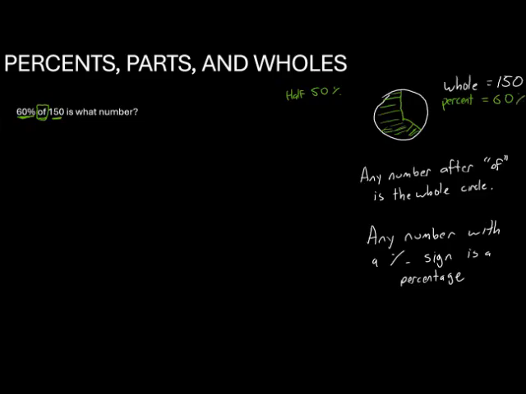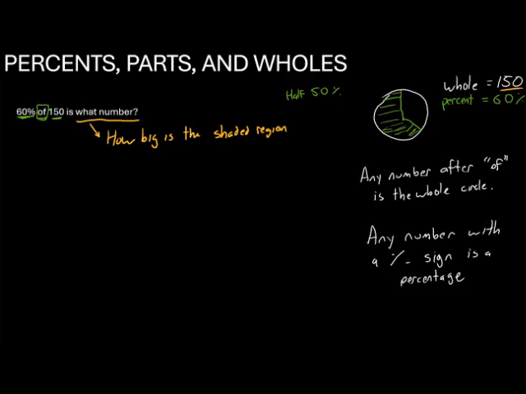The question, however, asks us how much of the circle is shaded. We know it's 60%, but we don't actually know what number that represents. We know the whole circle represents 150, but we don't know how big the green area represents. Our goal is to figure out how big that is. In order to find out how big that part is, we're going to set up a proportion.